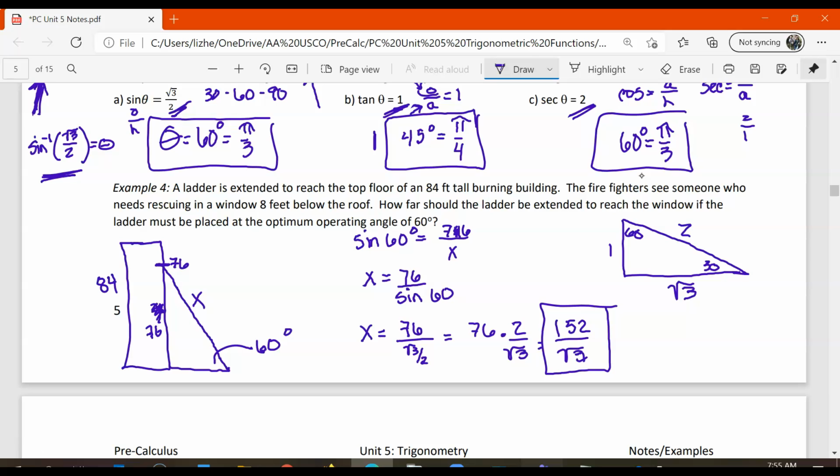So if it's a non-calculator problem, you're going to use these values that you can find from your special right triangle for your sines and cosines of those angles. Okay? And, oh, we need to add feet. There we go. That's the end.